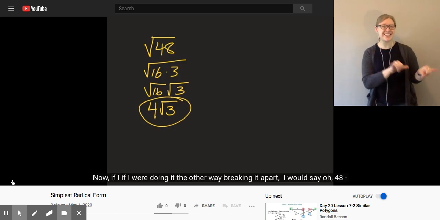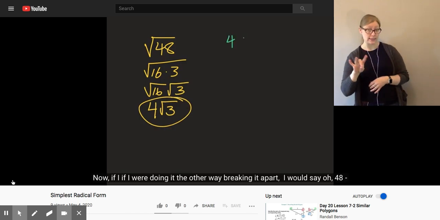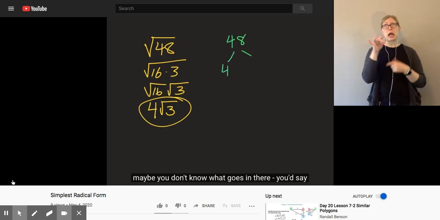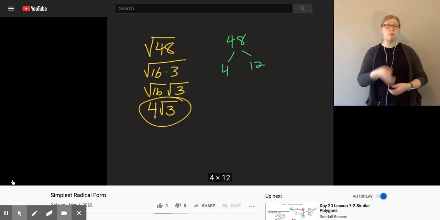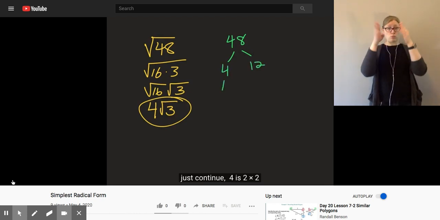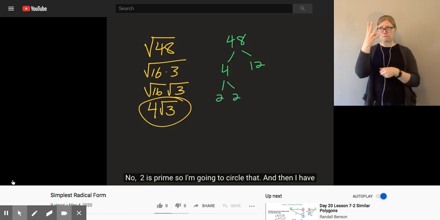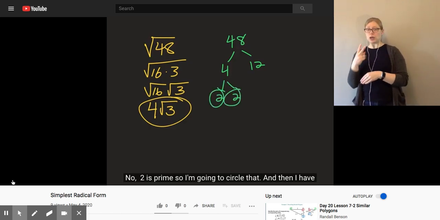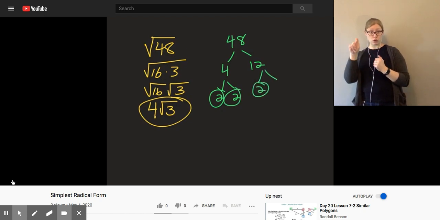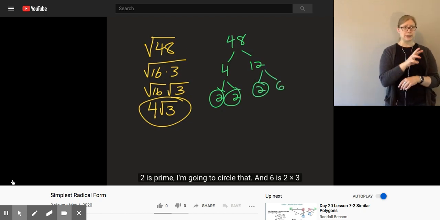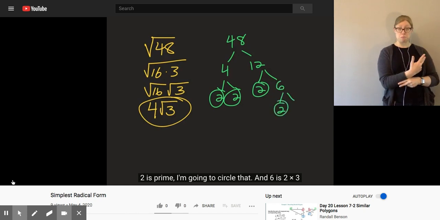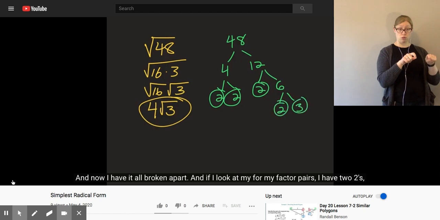Now, if I were doing it the other way, breaking it apart, I would say, oh, 48. Maybe you don't know what goes in there. You'd say 4 times 12. And it doesn't matter how you start breaking it apart. Just continue. 4 is 2 times 2. No, 2 is prime, so I'm going to circle that. And then I have 12. That's 2 times 6. 2 is prime. I'm going to circle that. And 6 is 2 times 3. And now I have it all broken apart.